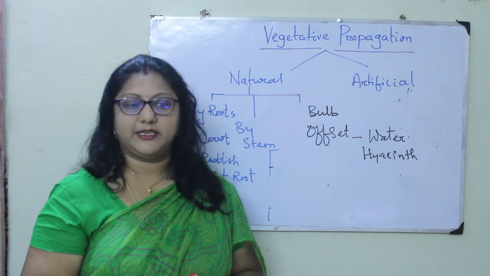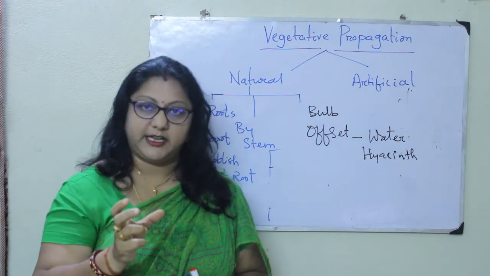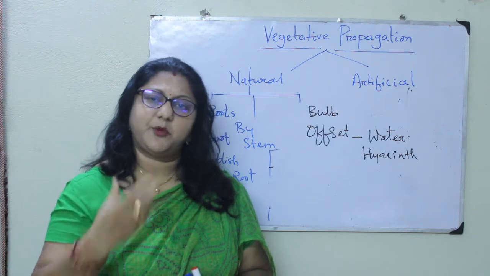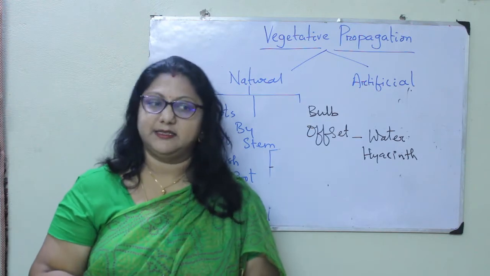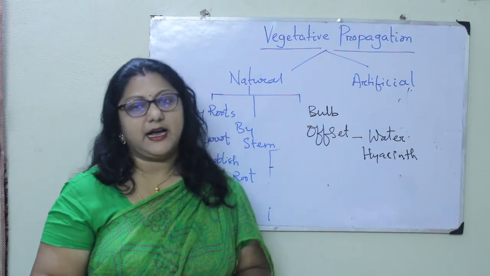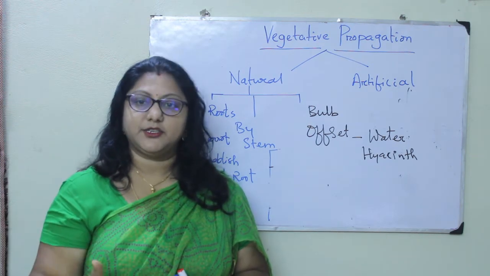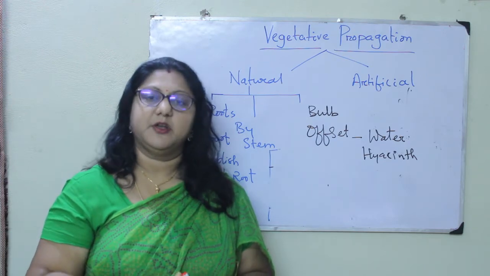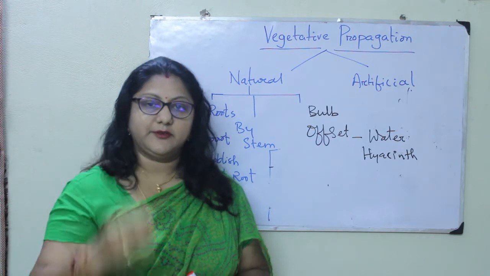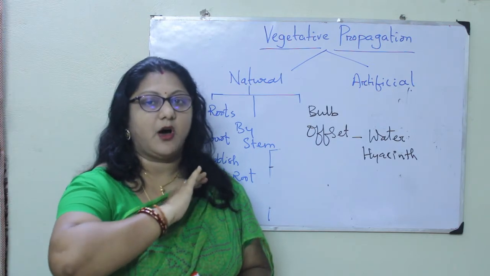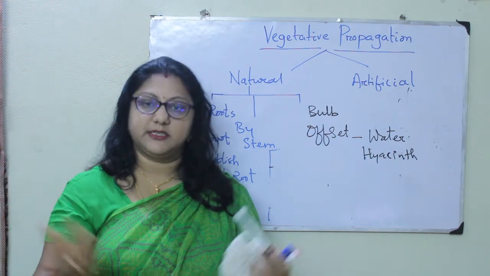So mostly these are aquatic plants, and in aquatic plants, the spongy offset is very much capable, it has the potential to give rise to a new plant, and that is the reason this water hyacinth most of the time is regarded as a parasitic plant, or we can say it is a hazardous, dangerous plant for the aquatic ecosystem. So once the offset of water hyacinth comes to one water body, within a very short period, the total offset will give rise to many plants, and it totally covers the water body.